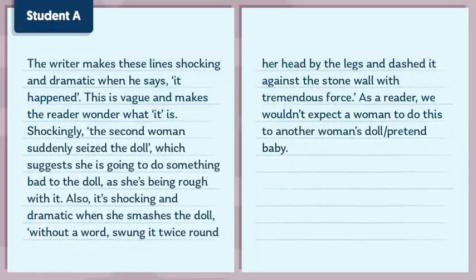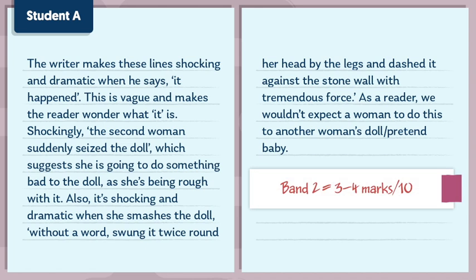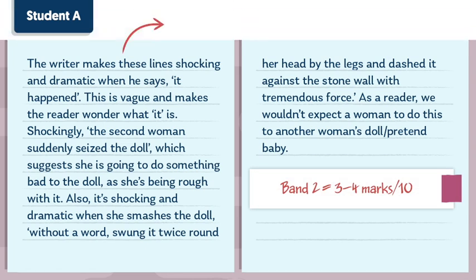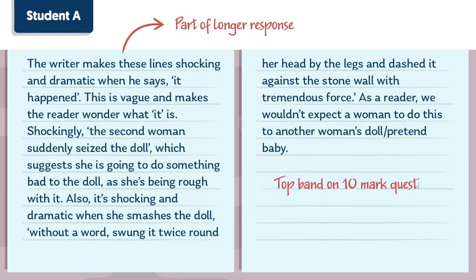Let's take a look first at an extract from student A's response. Press pause now to give yourself time to read it through, then press play again when you're ready. So far, this student is working at a band 2, but bear in mind this is only part of a much longer response, so we'll only award bands for what you can see. Remember, for top band marks on a 10-mark question, you should aim to make roughly 8 or 9 different points.